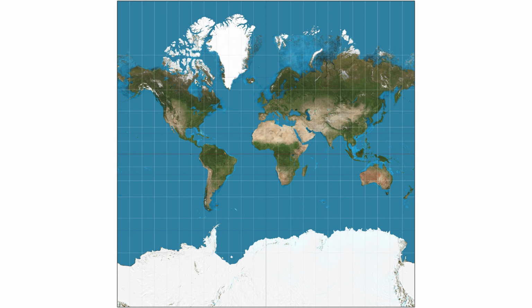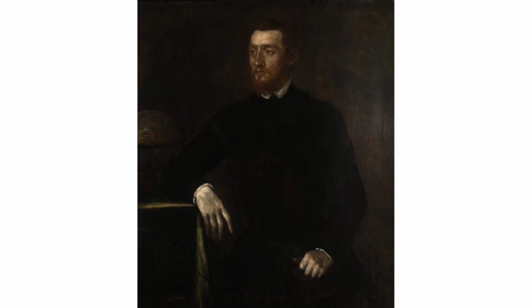In order to understand this, we must accept that all maps are not completely accurate. Since the world is round like a sphere, it's impossible to flatten it completely onto a piece of paper without encountering some issues. Now, the Mercator Projection was introduced by Flemish cartographer Gerardus Mercator in 1569.